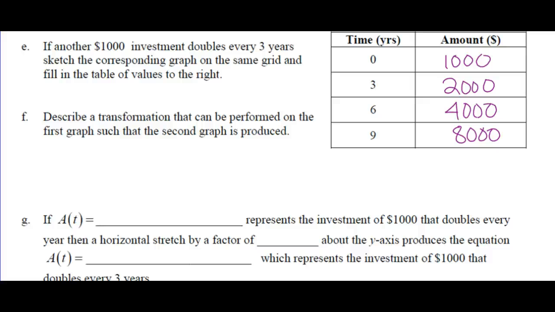Describe a transformation that can be performed. So what transformation could you do on the first graph to get the second graph? Okay, so we're hearing stretch. What kind of a stretch? Horizontal stretch by a factor of 3.